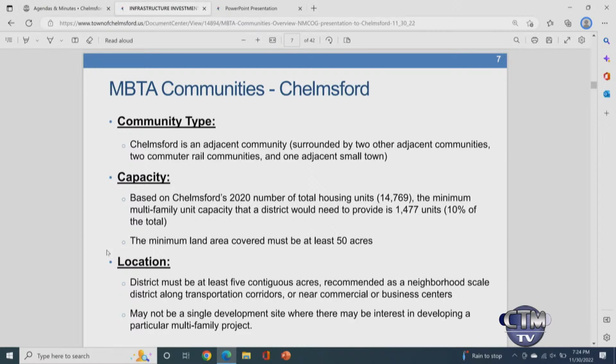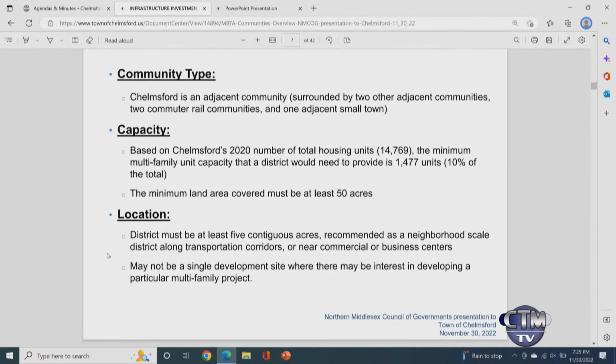And based on that community typology, the state in the final guidelines deemed certain types of capacities that are based on the density and scale of the community. And so based on Chelmsford's 2020 number of total housing units, which is on the screen here, that meant that the minimum multifamily unit capacity district would need to have this total volume capacity of 1,477 units, or 10% of that total. The minimum land area coverage also must be at least 50 acres.